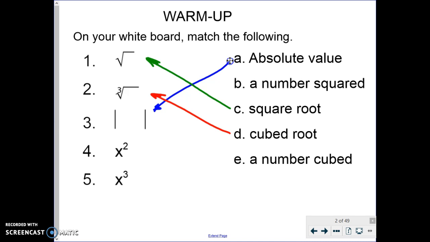We'll see that more when we get to exponents. It's something times itself. So a number squared, that's something to the 2nd power here, and then the last one, it's something times itself 3 times, so that's a number cubed. So that would be x cubed, that's some number cubed.